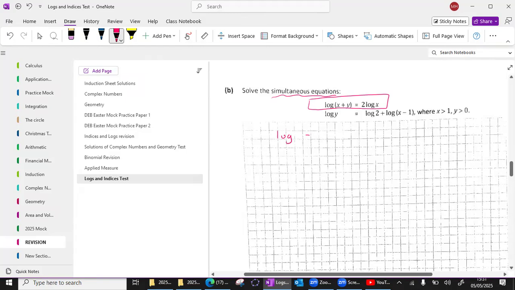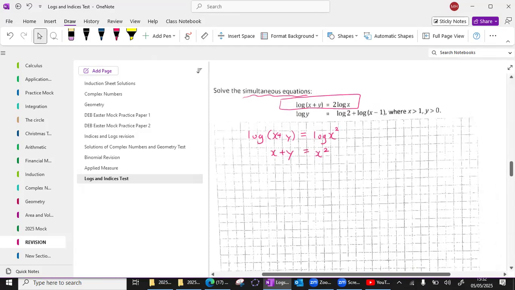So you'll notice in the first equation, it is 2 log of X. So we're just going to return that 2 to where it used to be, which would have been up there. Now, because there's logs on both sides, you can allow X plus Y to equal X squared. And that's basically your first equation.